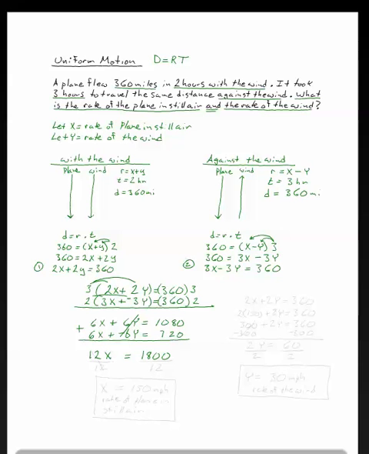Now to get the x by itself, I need to divide by 12. 12 divided by 12 is 1, so that cancels. And I have just one x left, so x equals 1800 divided by 12, which is 150. Now x, if we go back to our let statements, equals the rate of the plane in still air. And since we traveled 360 miles in 2 hours, our rate is in miles per hour. So that's miles per hour, and this is the rate of the plane in still air.